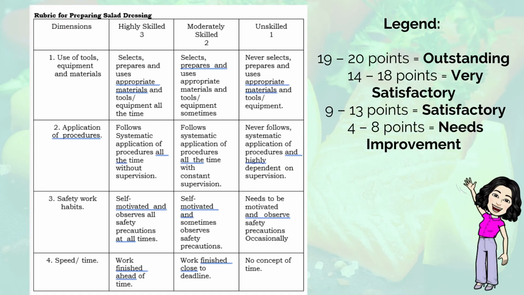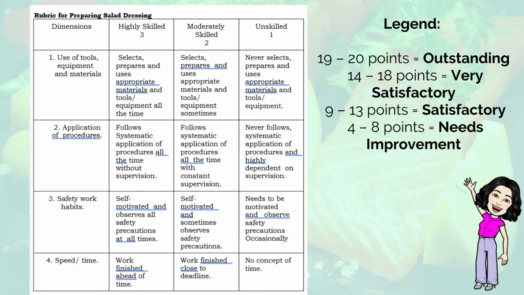Next dimension is the safety work habits. 3 points for those students who are self-motivated and observe all safety precautions at all times. 2 points for self-motivated and sometimes observes safety precautions, and 1 point for those students who need to be motivated and observe safety precautions only occasionally. And the last dimension is speed or time. If you finish ahead of time, you will be given 3 points. 2 points for those students who finish their work close to the deadline, and 1 point for those students who have no concept of time.